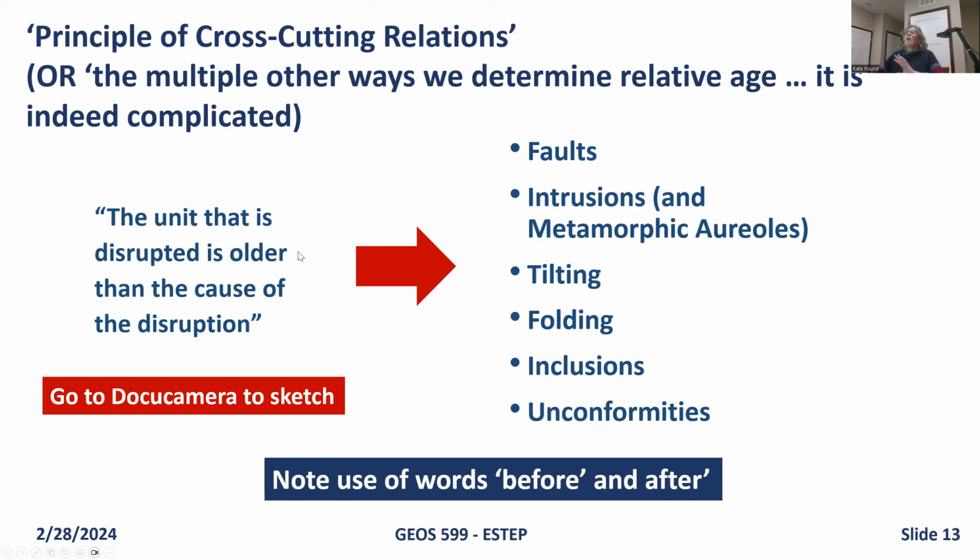So the definition that probably won't make any sense to you unless you sit back and sort of relax your brain is: the unit that is disrupted is older than the cause of disruption. Right now, we'll get back to this in a moment.